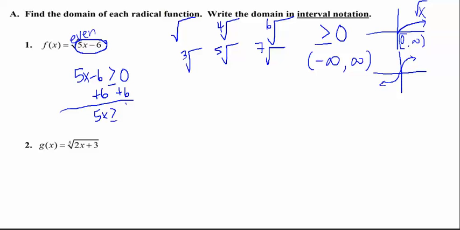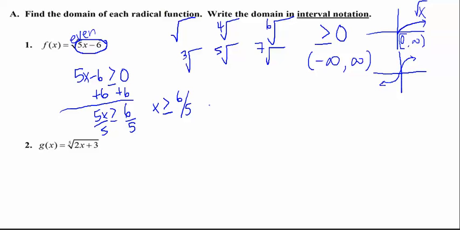So I add 6 first. Next I'm going to divide by 5. And I get x is greater than or equal to 6/5. So this is telling me that 6/5 is the lowest number, and then anything higher than that I can plug into the function and it would work.